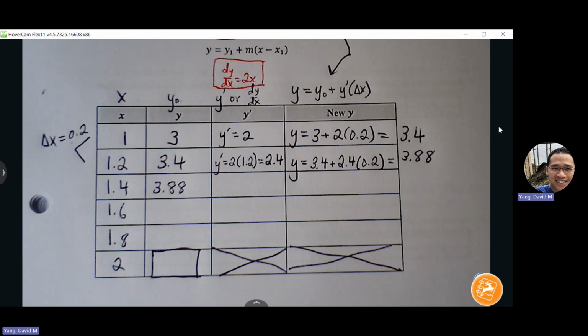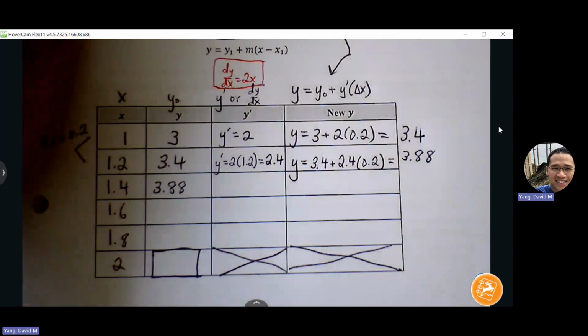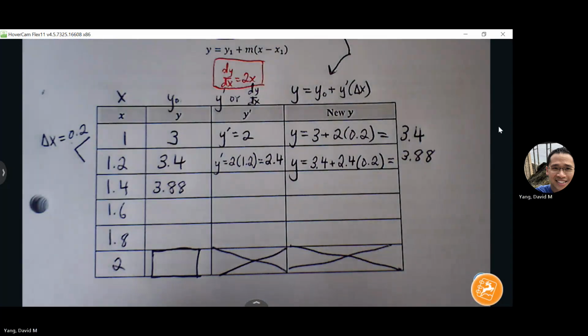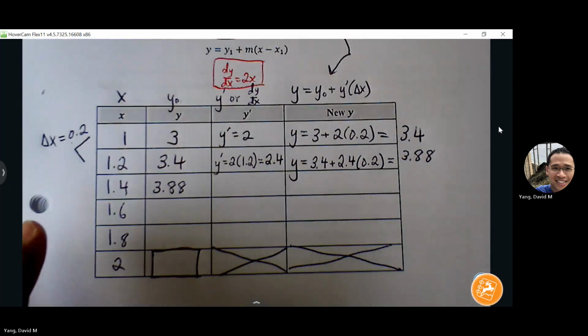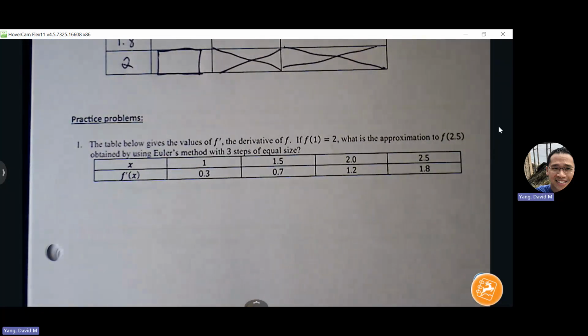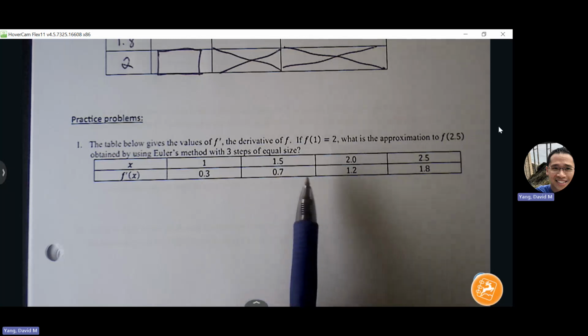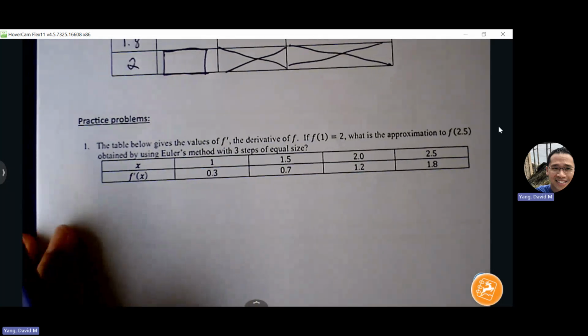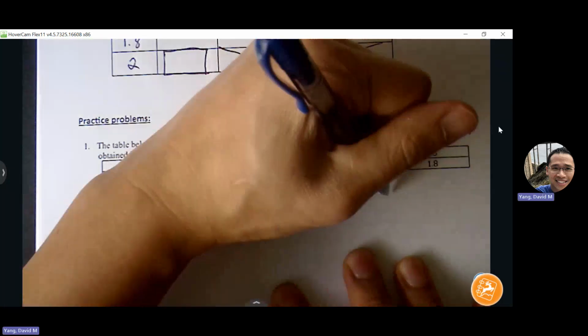Okay, let's go to practice problem number 1. The table below gives values of f prime, the derivative of f. If f of 1 equals 2, what is the approximation of f of 2.5 obtained by using Euler's method with 3 steps of equal size? This one is a little bit nicer because they're giving you f prime. We don't have to do as much calculation, but still similar.